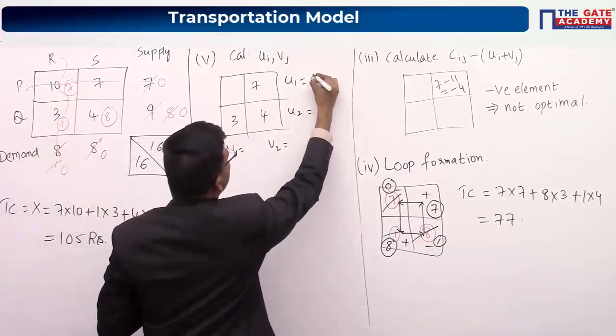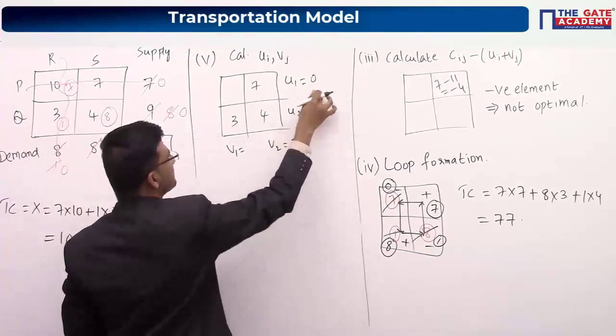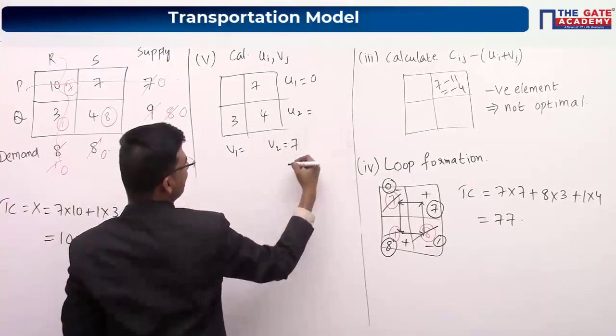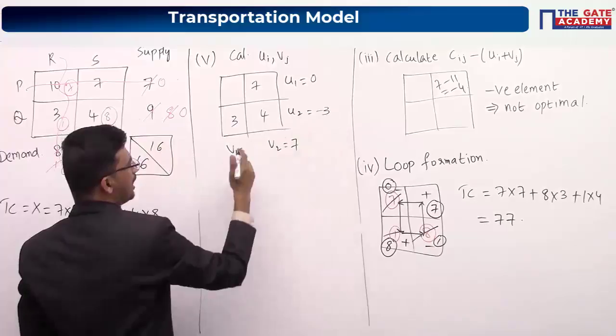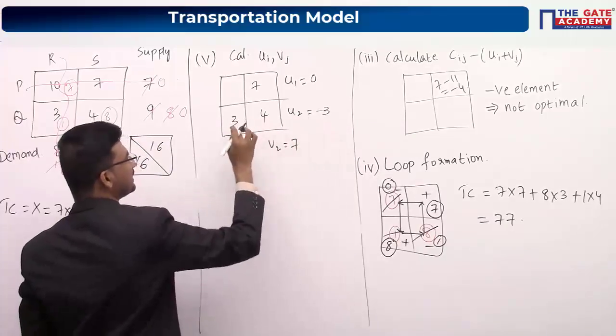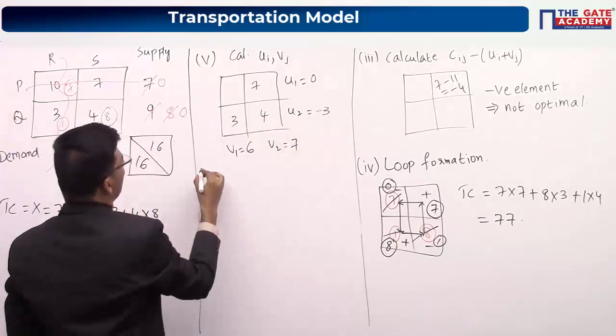So let us assume this value as 0. So this will be 7. 7 plus 0 is 7. So it will be 7 minus 3, 7 minus 3 is 4. And this will be 6 minus 3, it is 3. Okay. So what about the next step?